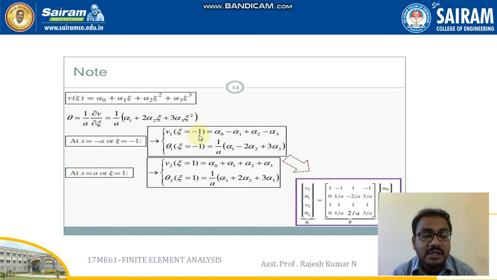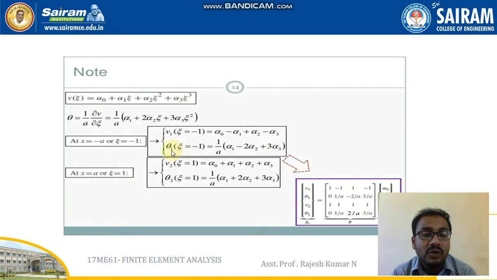So v1 at zeta equal to minus 1 is equal to alpha naught plus alpha 1 times zeta, where zeta is minus 1, and zeta square, so minus 1 square is plus 1, plus alpha 2, and zeta cube, so minus 1 cube is minus, alpha 3. I will write the constants as they are.